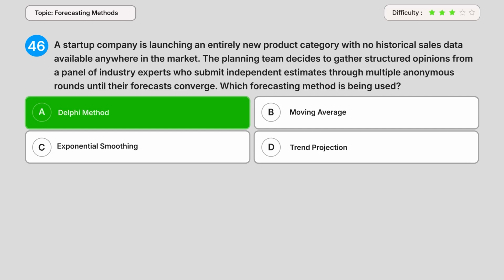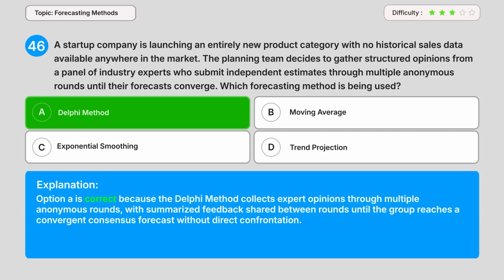Correct answer, A. Delphi method. Explanation. Option A is correct because the Delphi method collects expert opinions through multiple anonymous rounds, with summarized feedback shared between rounds until the group reaches a convergent consensus forecast without direct confrontation.